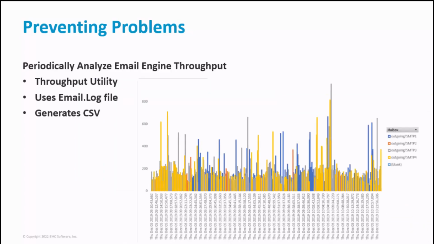The last tool I'm going to mention is a free utility that is available from the BMC community called the Email Engine Throughput utility. You can find it by simply searching the community for Email Engine Throughput. This utility will analyze your email engine log and generate a CSV file that you can pull into Excel or any other tool that you want to see the rate at which your email engine is processing emails.